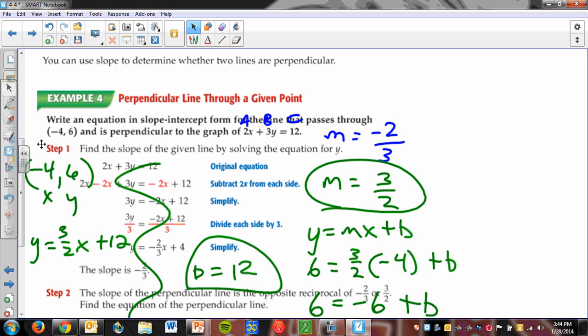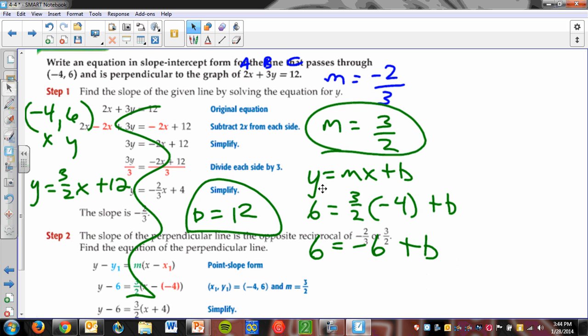We have our slope, we have our point. We're doing exactly what we just got done doing. y equals mx plus b. Multiply together, add to the other side. We have b, we have m, y equals mx plus b.